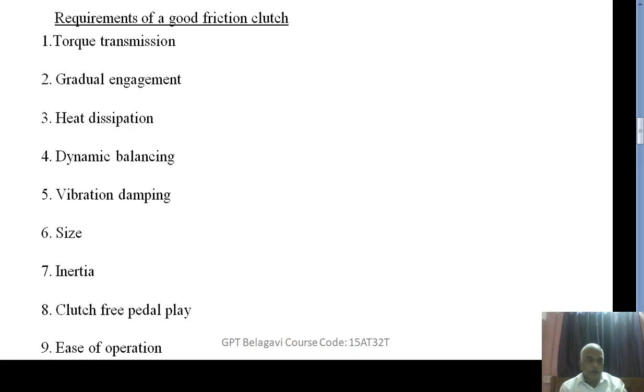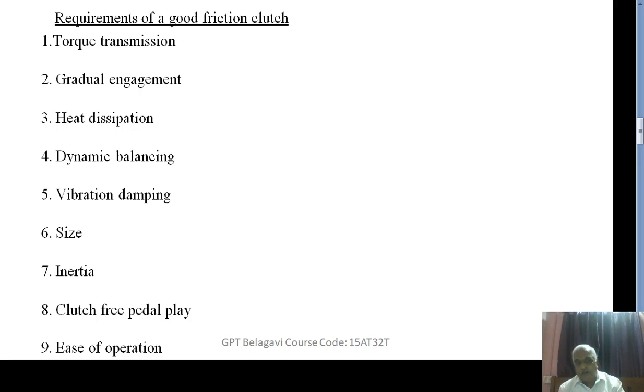The vibration damping means whatever vibrations occur while transmitting the power from the driving shaft to the driven shaft, these vibrations should be dampened out. For this damping, there is a provision in the clutch plate that torsion springs are arranged around the clutch plate hub in order to absorb these torsional vibrations while transmitting the power from the driving shaft to the driven shaft. Then the sixth one, the size of the clutch unit.